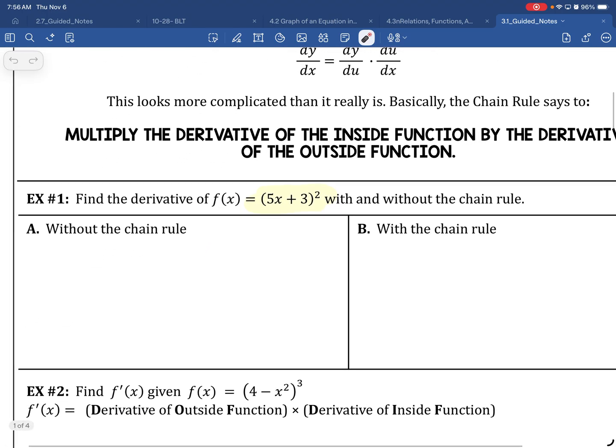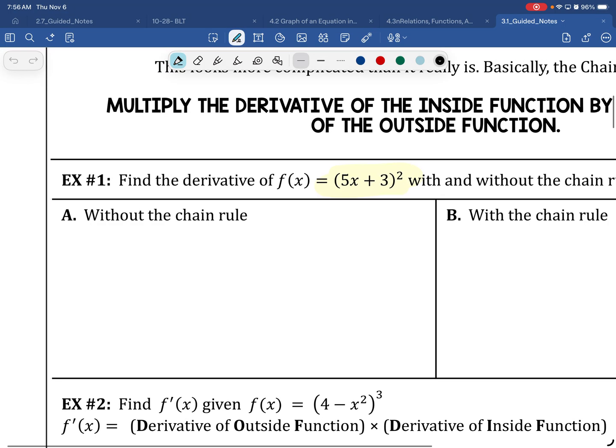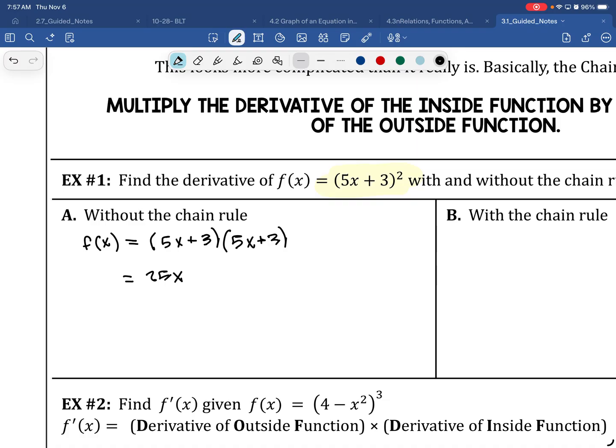Here's an example. So, do you know how to expand 5x plus 3 squared and then do the derivative? Do I need to take the time to do that for you? You know, I will. It'll be good practice. So, 5x plus 3 squared, I would write it out twice and multiply those out, you get 25x squared.